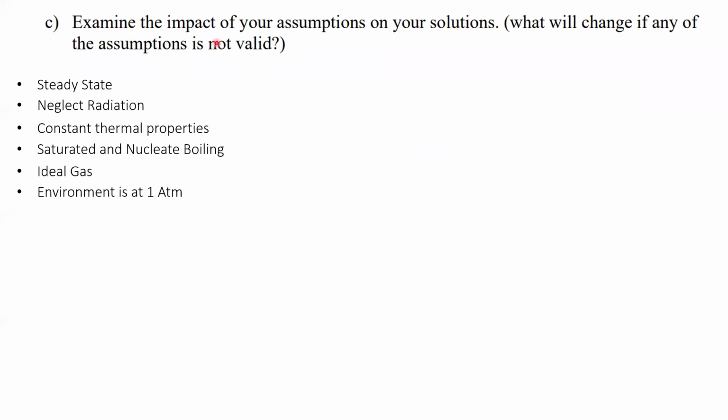Moving on to part C, examine the impact of your assumptions on your solution. What would change if your assumptions were not valid? So for this, I'm just going to neglect the 3 assumptions of steady state, constant thermal properties, and ideal gas behavior. These are outside the scope of the course. If we couldn't make these assumptions, then I'm sure we would have to do some integration, and our process would be a lot more complicated.